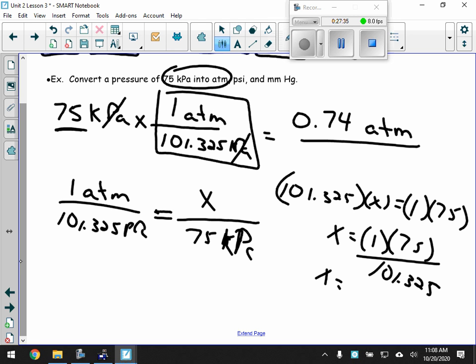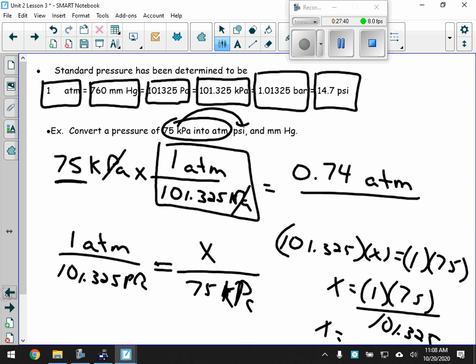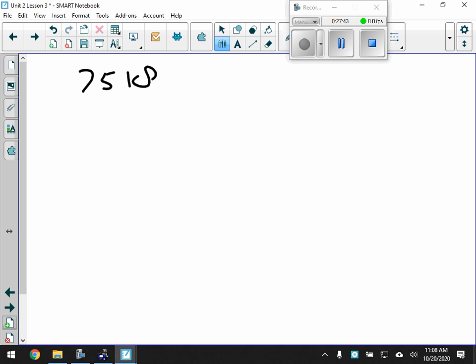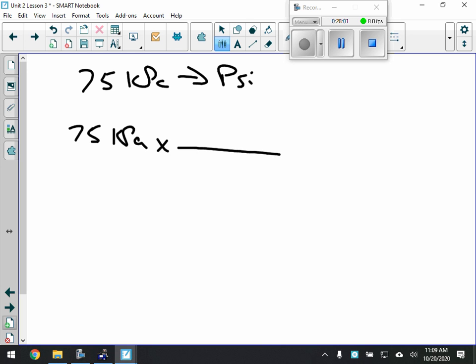We're going to convert now 75 kPa into PSI. Let me just write that down here real quick. 75 kPa into PSI. So again, I'd probably start with this, 75 kPa in this question here, times. Now, if I want to get into PSI, I know that I have to put this here and the kPa here, because kPa needs to cancel with kPa, yes?